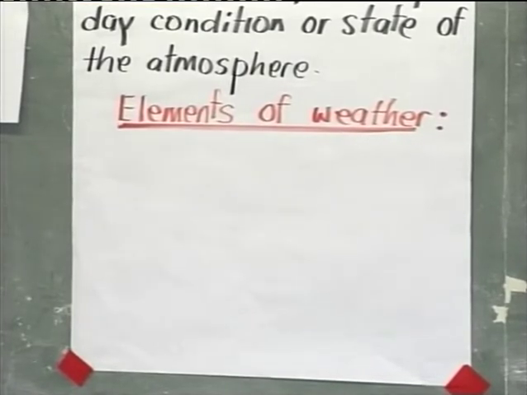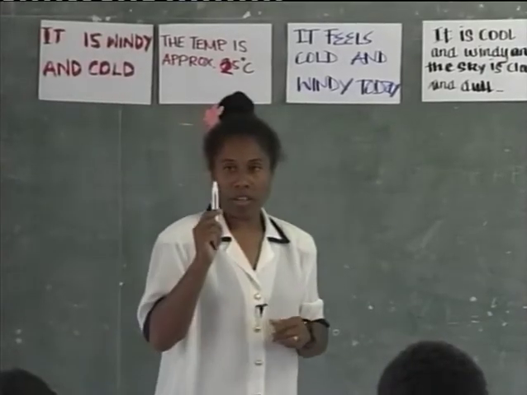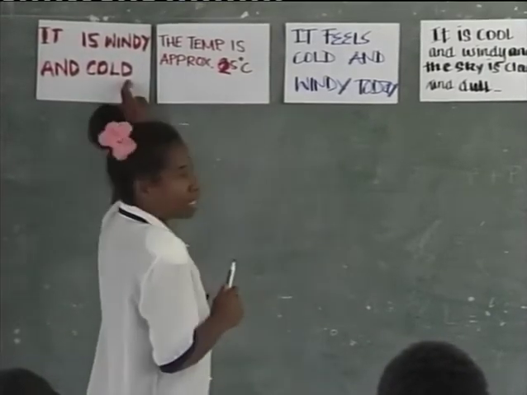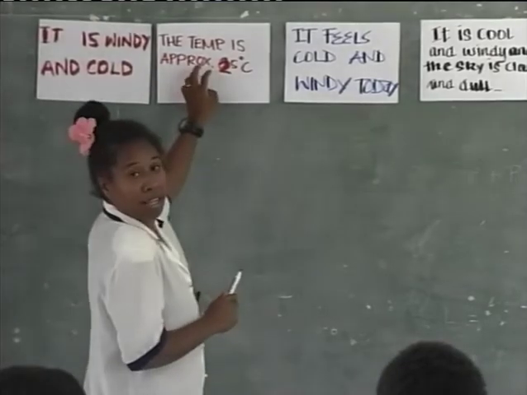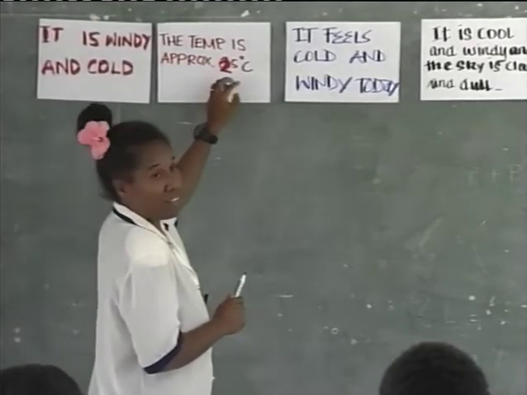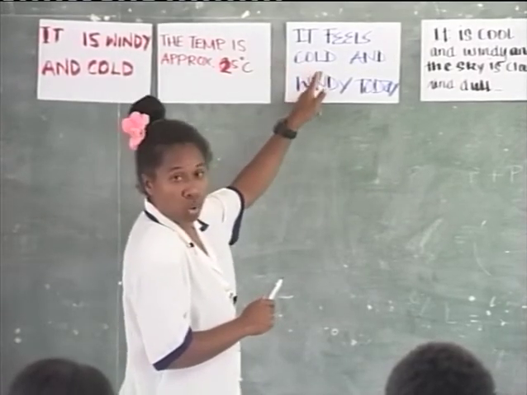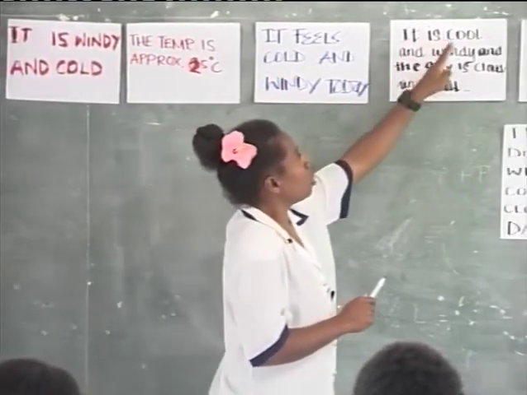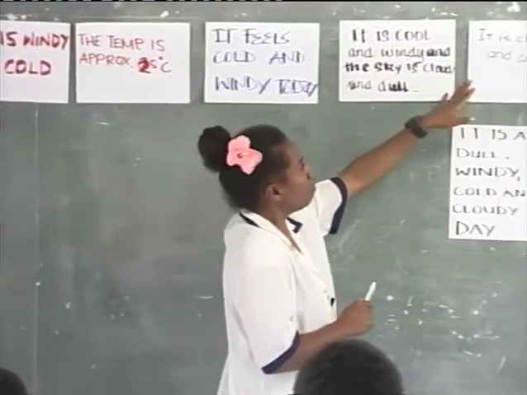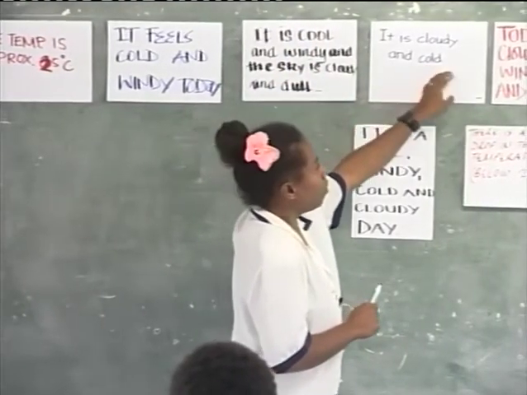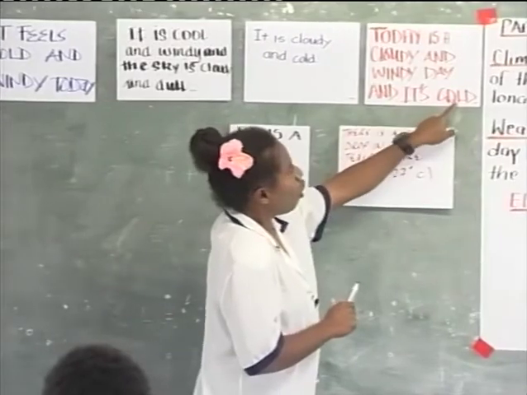When we talk about it is a windy and cold day, let's look at cold. The first group told us it is cold. At the same time, they also told us that the temperature is approximately about 25 degrees Celsius. The next group told us that it feels cold. The next group, it is cool. The next group, cold. Then we have cold.